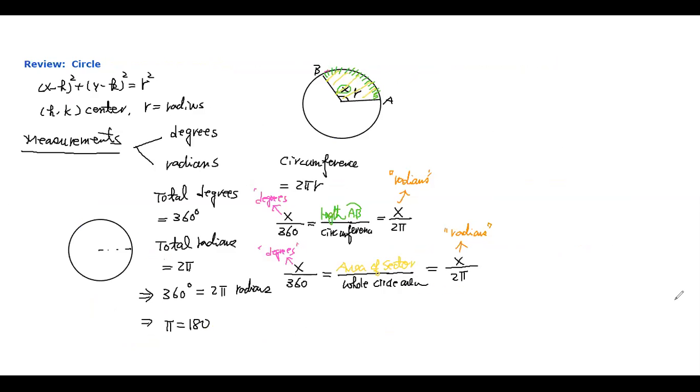So let's go back here. Remember, this is very important. The ratio of the angle will be equal to the ratio of the arc length over the circumference, or it will be equal to the area of that sector over the whole circle's area. And be careful, it depends on what the problem gives you. If a problem gives you radians, then you need to use x over 2 pi. If the problem gives you degrees, then you use x over 360.